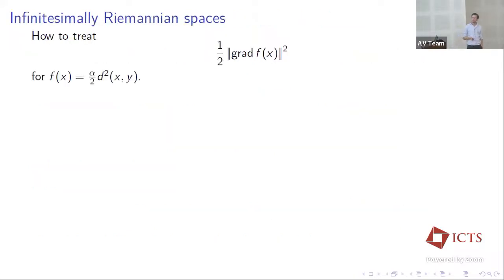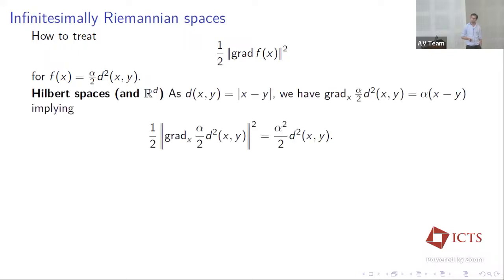So what about the gradient square term? Now, of course, if we work on a Hilbert space or R^d, this is very simple. You take a gradient of a quadratic thing, what remains is whatever was inside. You take a square, or you get back your squared object. Simple. So how far can you push this?